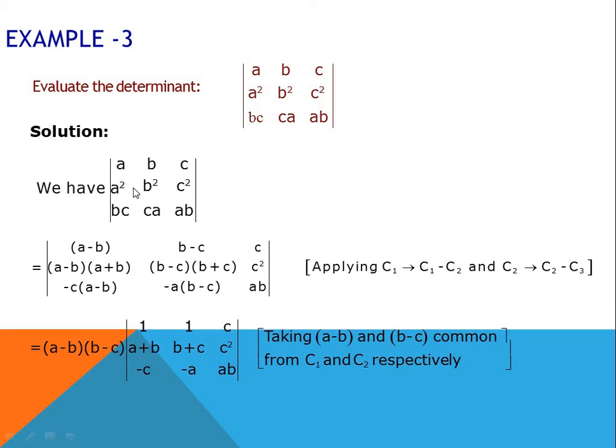In this case A square minus B square can be written as A minus B into A plus B, and BC minus CA can be written as minus C into A minus B. Also I have performed the operation C2 as C2 minus C3. So the second column is subtracted from the third column, then you will get B minus C, B square minus C square, CA minus AB. B square minus C square can be written as B minus C into B plus C, and CA minus AB, minus A is taken as common, so you will get B minus C, and the third column is written as it is.